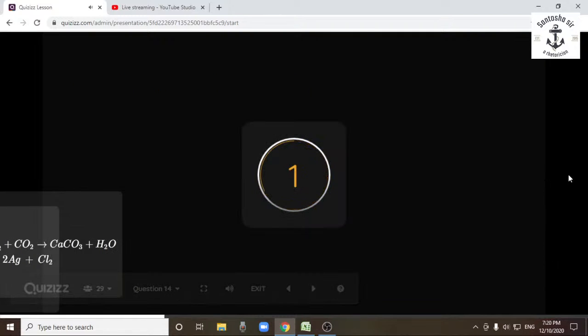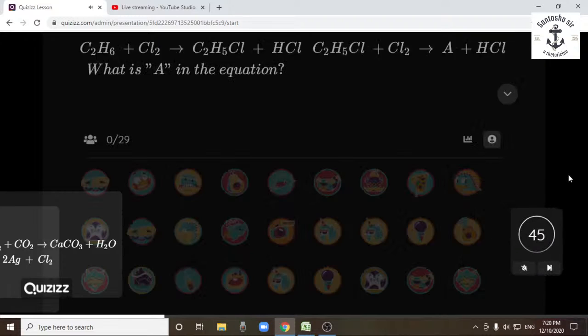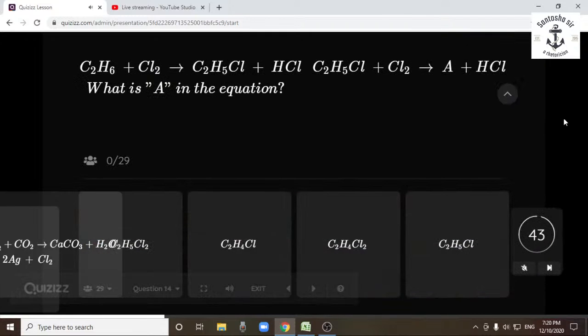Question number 14. What is A in the given equation? So read the equation carefully, and what is A in the given equation?